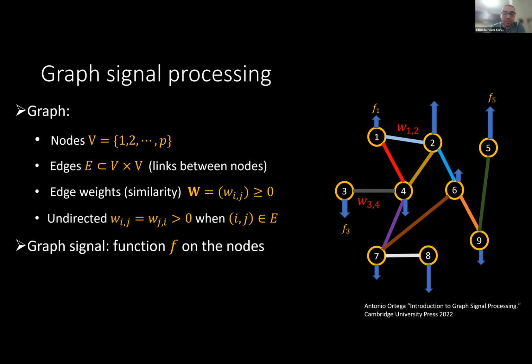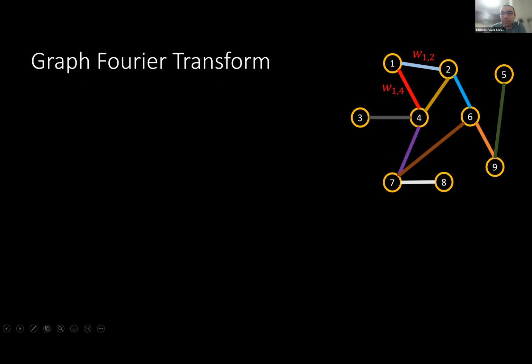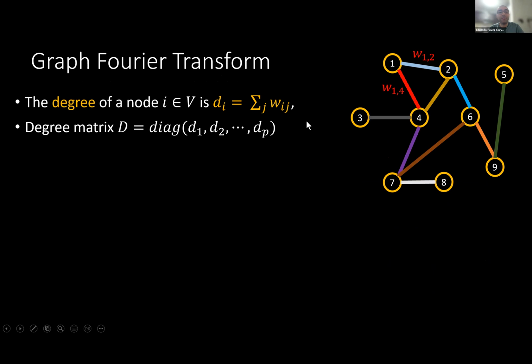One essential technique for graph signal processing is what is called the graph Fourier transform. To define it, I'll first mention the degree of a node, called d_i here, which is the sum of all the weights of its neighbors. For this picture on the right, the degree of node one is the sum of these weights, so basically W12 plus W14. And the degree matrix is a diagonal matrix that has the degrees on its diagonal.